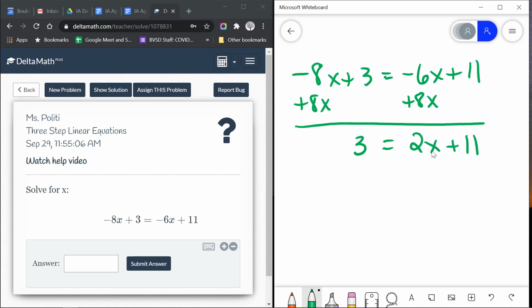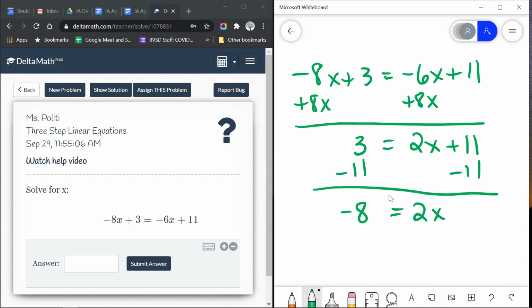Now, since I've got all the x's on the right side, I want all the regular numbers, the constants, on the left. So I'm going to subtract 11 from both sides. And now this is just a one-step equation, and I can divide by 2. So I've got x equals -4.